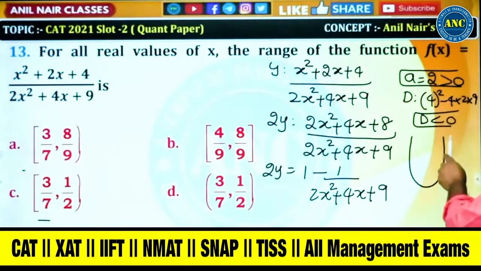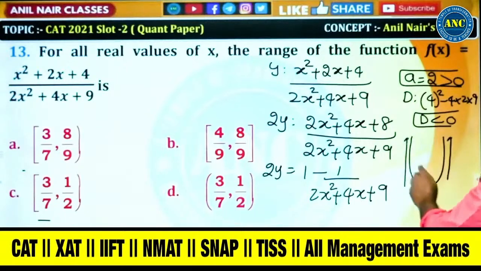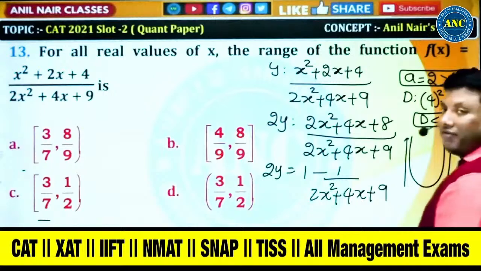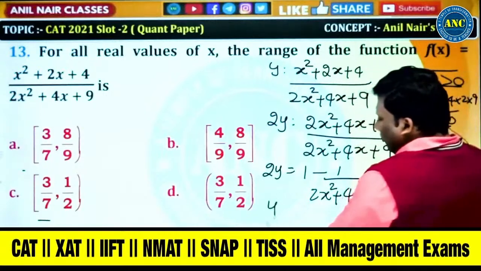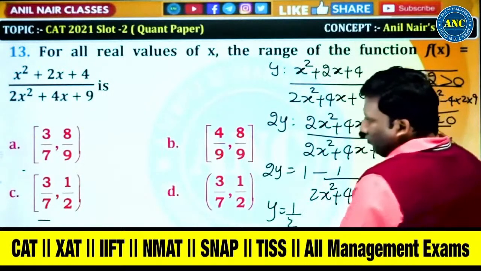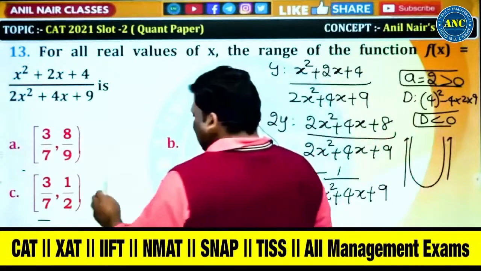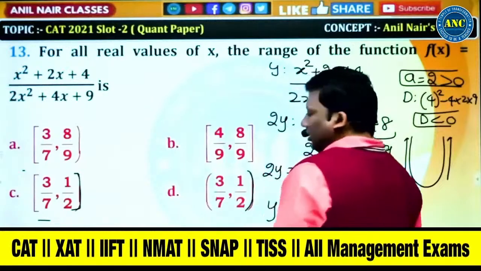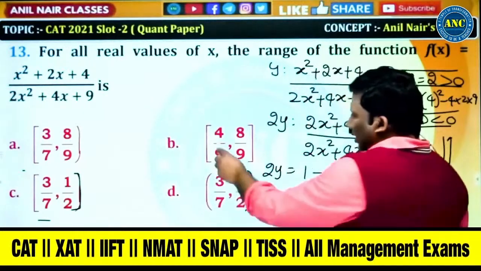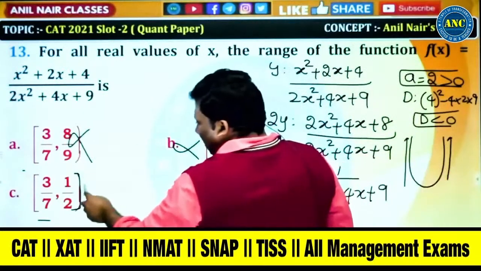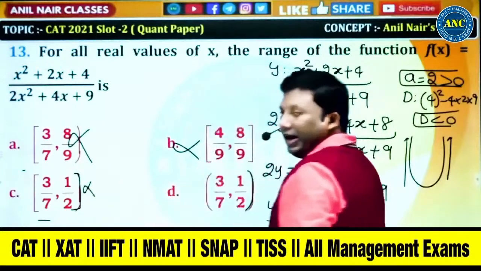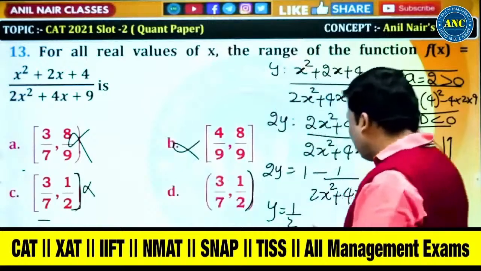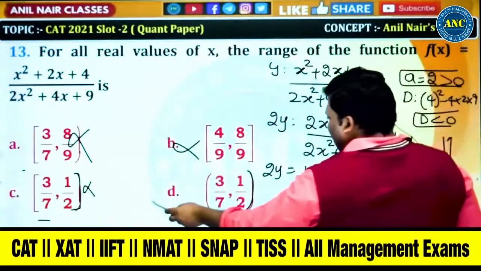So the maximum is shooting up to infinite. 1 by infinite tends to 0. So y is 1 by 2. This is like an open bracket on one side and a closed bracket on the other. Y is tending towards 1 by 2. It cannot be the exact value, since the graph can keep on going to the top. So the answer is option D, 1 by 2.